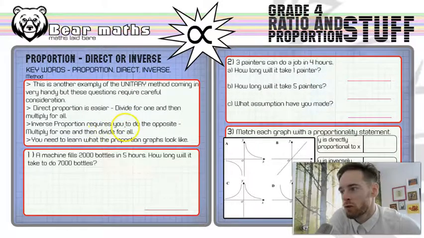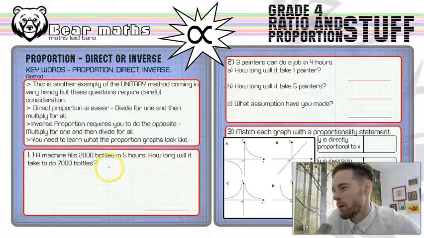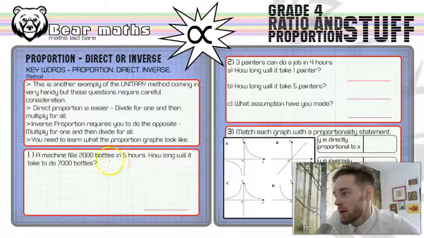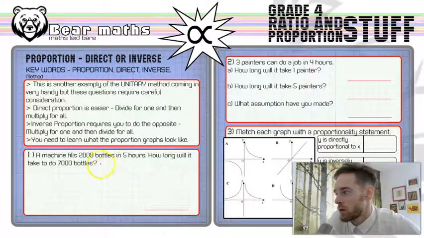You also need to learn what the proportion graphs look like. So I've included that in the third question. So in number one, a machine fills 2,000 bottles in 5 hours. How long will it take to do 7,000 bottles? So let's work out how many bottles it can do in 1 hour. And that would be a useful thing to do.